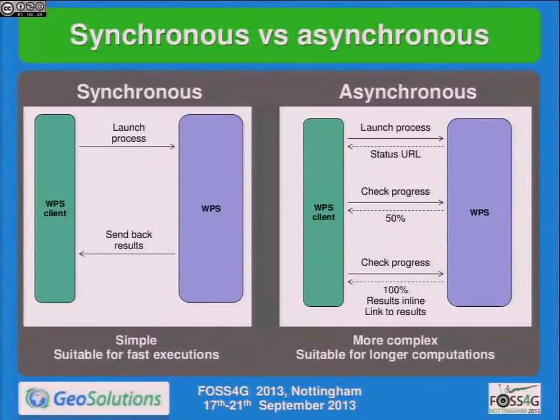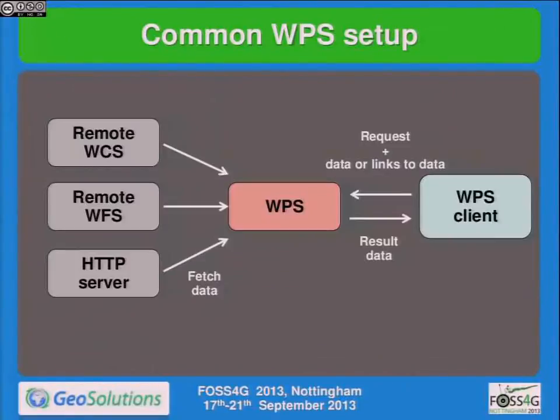So the other approach is to do an asynchronous request, which is an optional part of the WPS protocol, but if your server supports it, you ask the server to do some kind of processing, and the server gives you back a token that you can use to check the status of your processing. Is it running? Is it done? Can I get the results? So you make polling against the server to check what's the status of the request you made. And of course, this is suitable for longer computations.